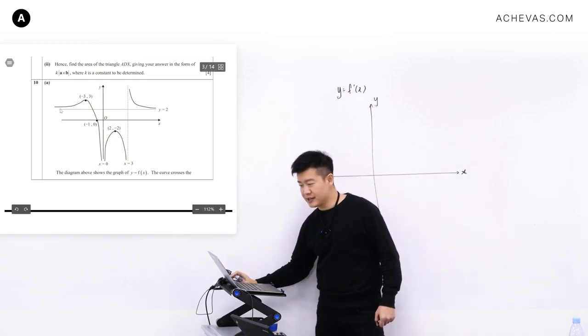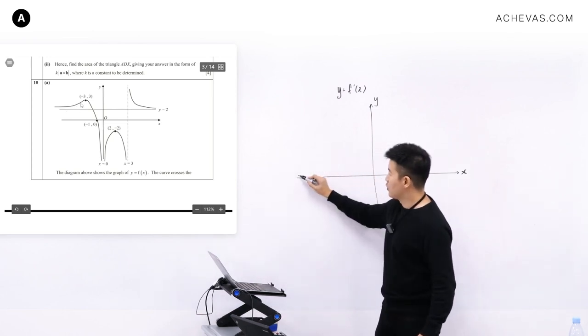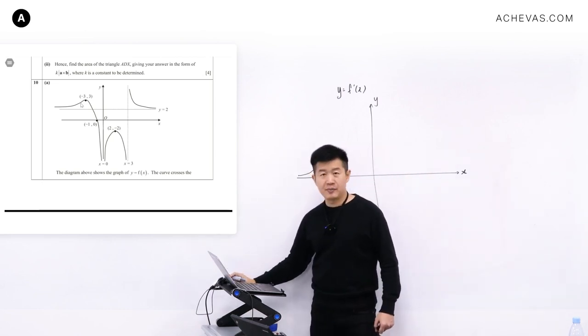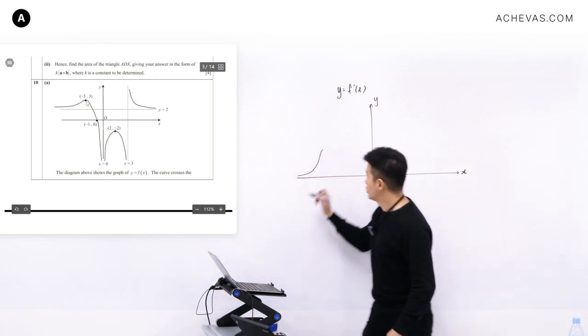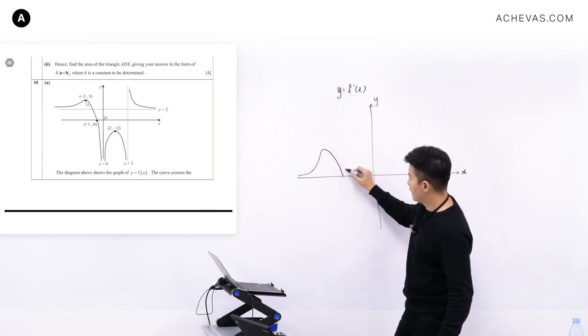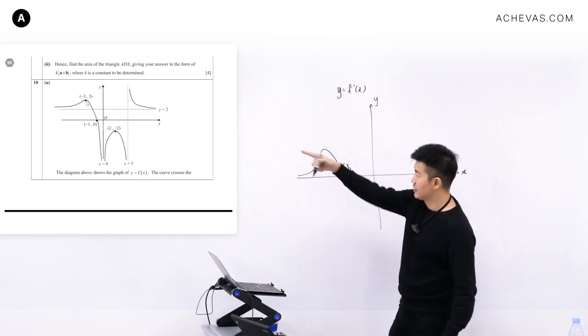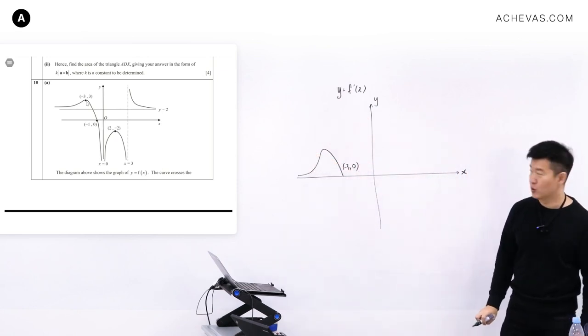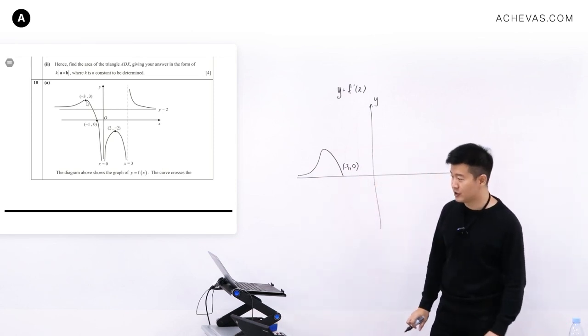Then as we progress, the gradient will become more and more positive, so the y-coordinate will become more and more positive. Until a certain point, the gradient still remains positive but starts to become less and less positive to 0. So the y-coordinate will be less and less positive to 0, and it becomes 0 when x is equal to minus 3. The y represents the gradient that I see there. So y is 0 when x is equal to minus 3.